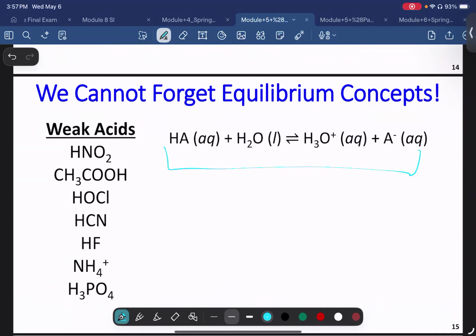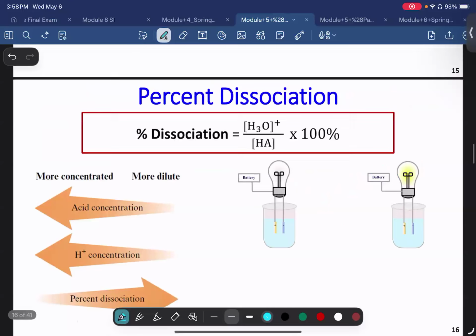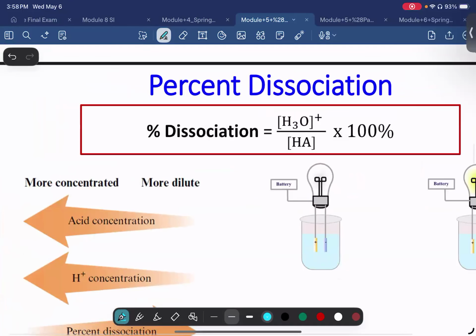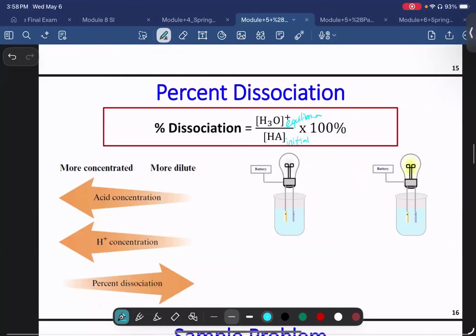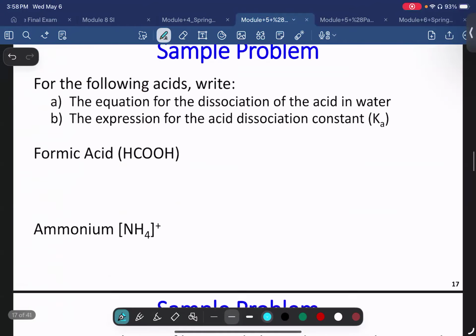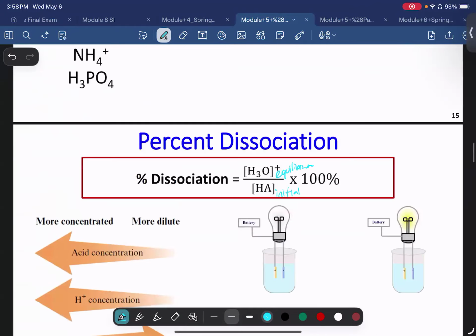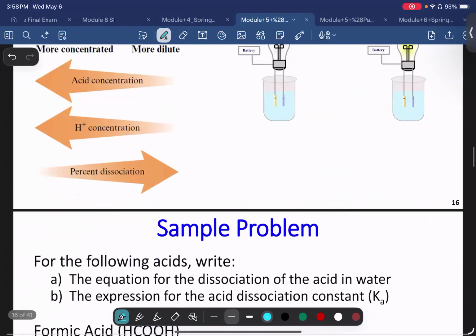This formula here is the weak acid dissociation, right? And that's where you get Ka values. So Ka is equal to hydronium times the anion over the HA. For percent dissociation, the idea is that the hydronium concentration here is at equilibrium, and this is the initial concentration of HA. So you can do a lot of problem solving with this, and that's what happens with this problem here. You can use this to figure out the ICE chart here.